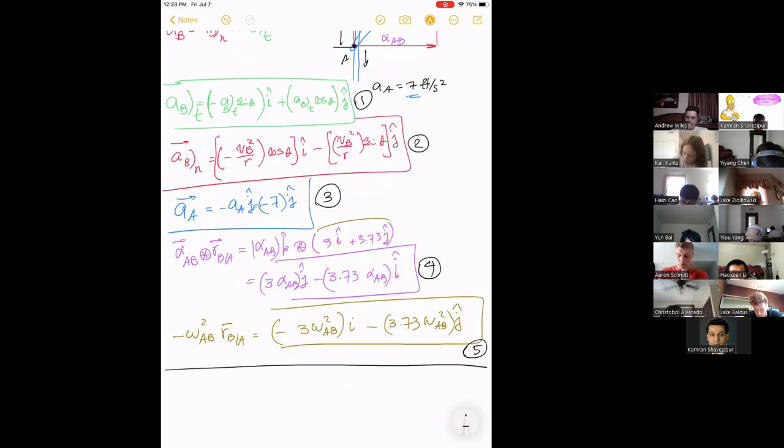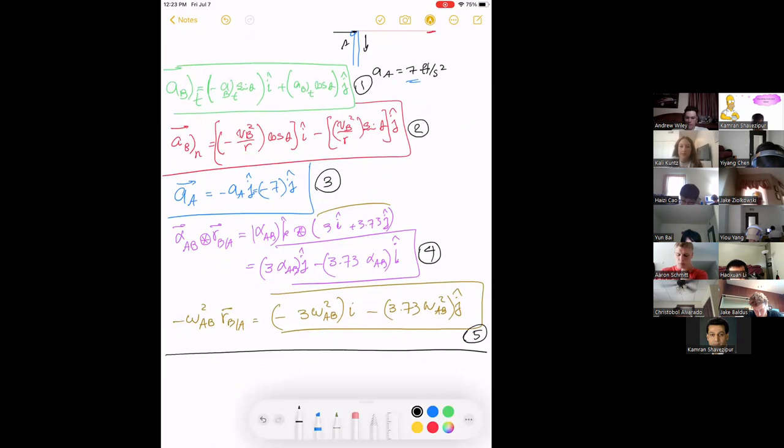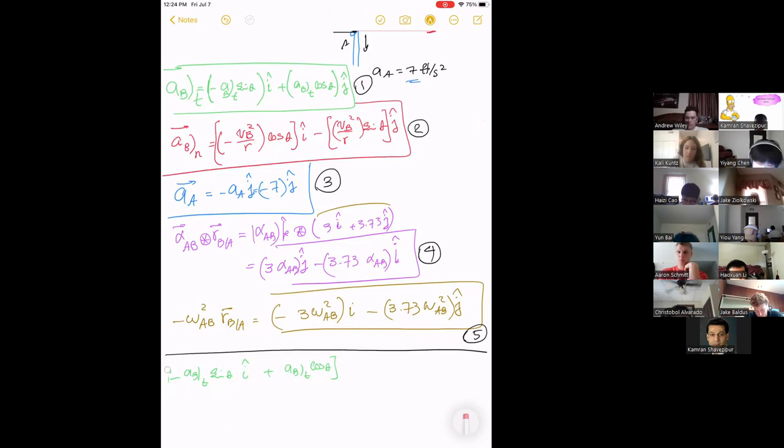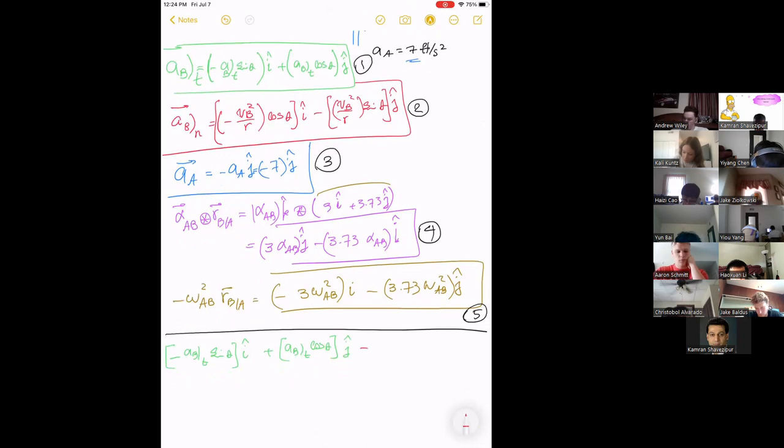On the left-hand side, which is AB, and I'm going to use the same colors so you can follow. First, tangential acceleration of B. So minus ABT sine theta I plus ABT cosine theta J. Then we have the normal acceleration: minus VB square over R cosine theta I minus VB square over R sine theta J.